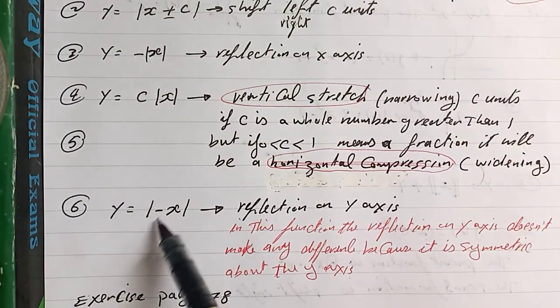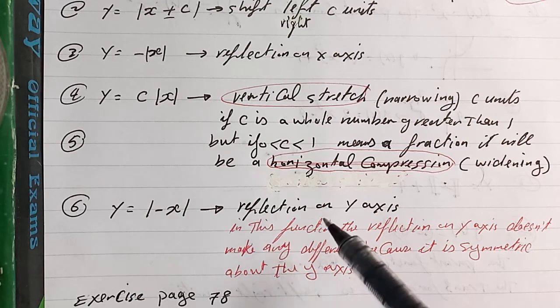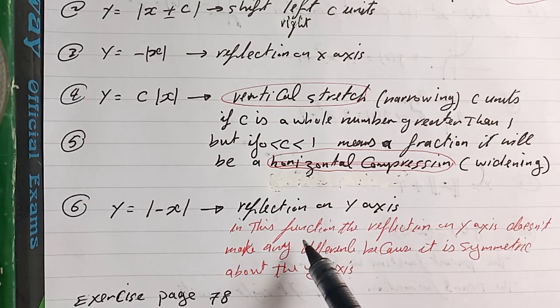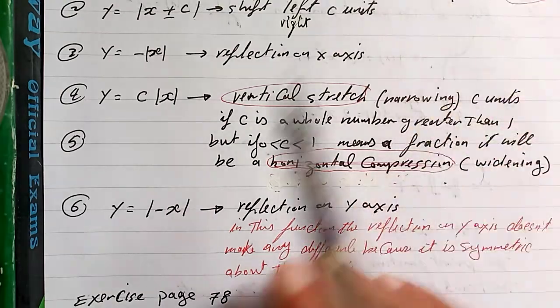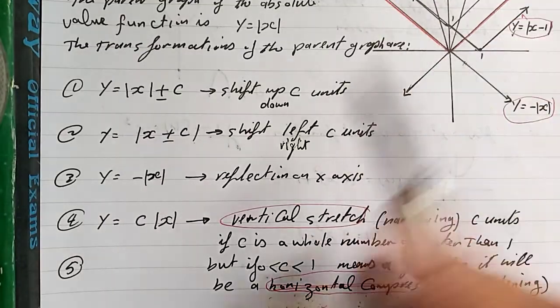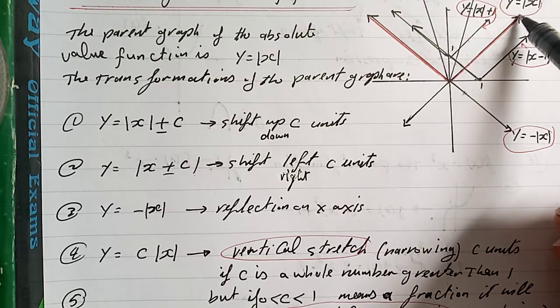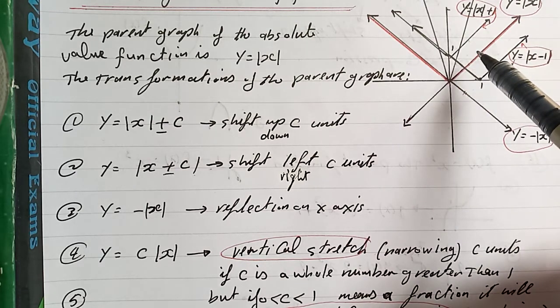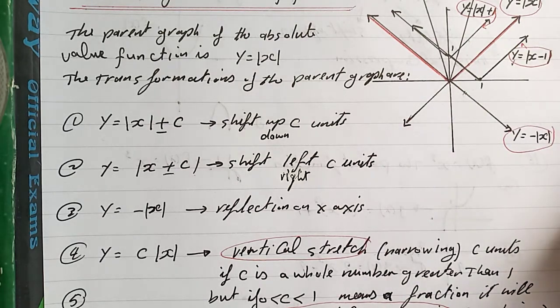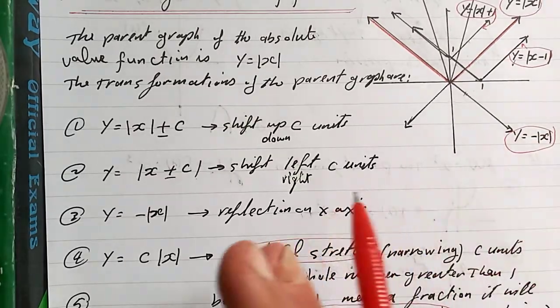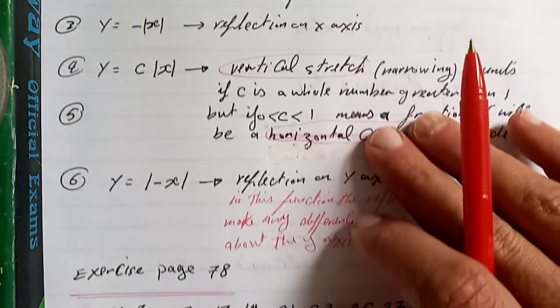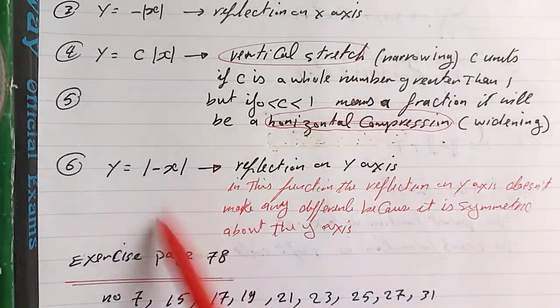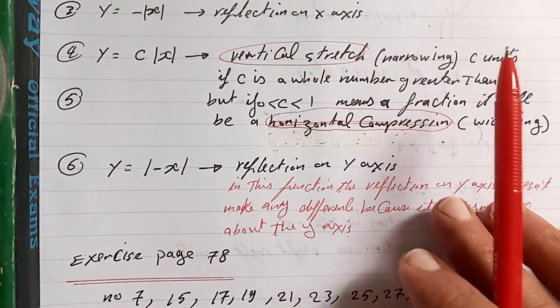Number 6, if there is a negative sign inside the bracket itself, this will be a reflection on the y-axis. In this example particularly, the reflection on the y-axis does not make any change, because this branch will come to this branch, so it doesn't make any change. But for other functions like the radical function or the cubic function, it will make a change. It means the left side will come to the right side and the right side will come to the left side. So if there is a negative sign inside the brackets itself, it will be a reflection on the y-axis.